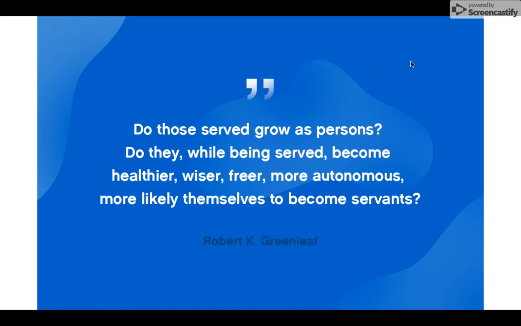I just want to end with one more quote by Robert Greenleaf. He asks, do those served grow as persons? Do they, while being served, become healthier, wiser, freer, more autonomous, more likely themselves to become servants? I think we all know that the answer is yes.